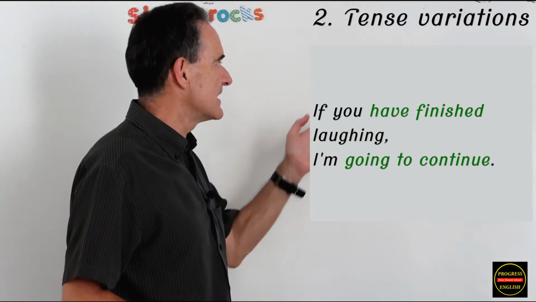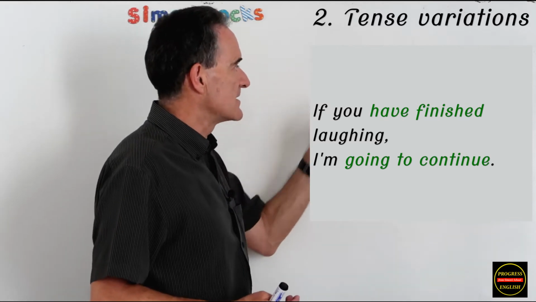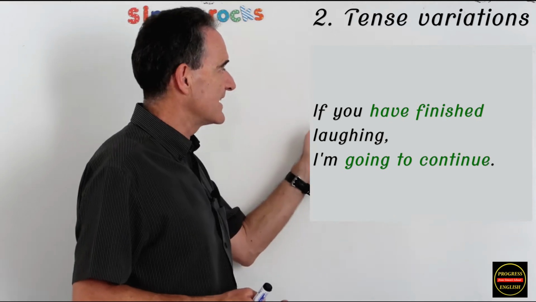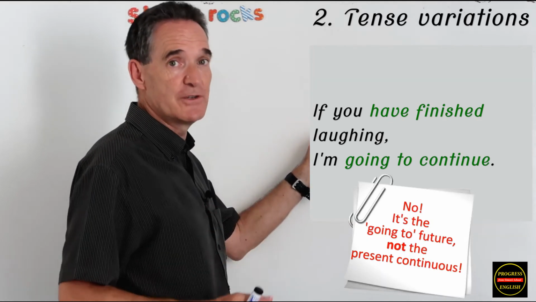Here we can see, in this first conditional, we're using the present perfect instead of the present simple. And here, instead of the will, I'm using a present continuous to show future.